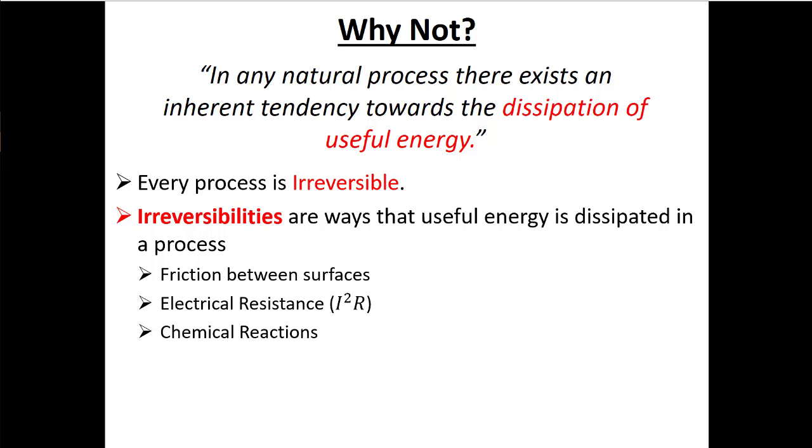In chemical reactions, there are irreversibilities. As different chemical bonds break or new chemical bonds are formed, there are irreversibilities in those processes as well. That's why, to get some chemical reactions going, you have to input some energy, to kind of get the ball rolling. So there are irreversibilities in chemical processes as well, because there are irreversibilities in everything. Every single process that we do is going to have some dissipation of useful energy. And those things that are causing the dissipation of useful energy are called irreversibility.